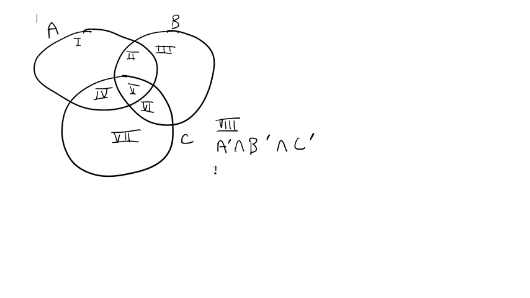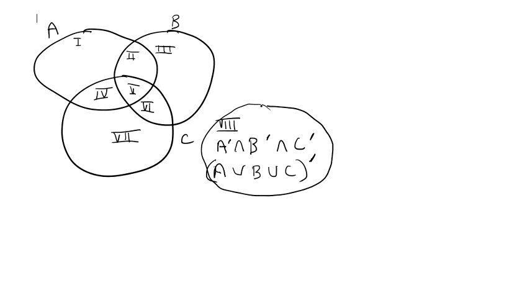We could also denote it as the complement of A union B union C. So all of A, B, and C would be complemented. So that's section 8. We could label the outside of all 3 of those circles using either one of these, and you may see by De Morgan's law that these are the same thing. Okay, so that's one thing. Let's take another one.